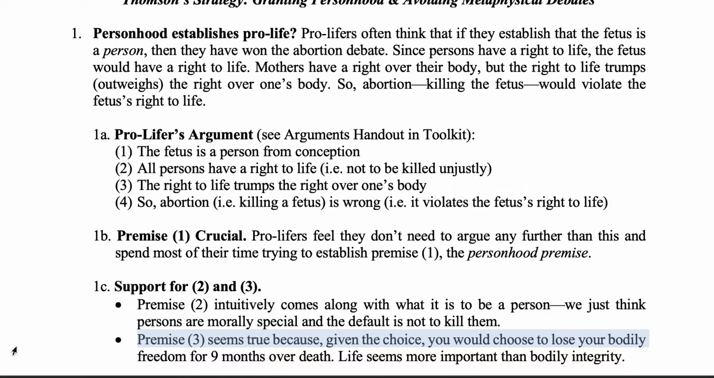And similarly with 3, like I just said, given the choice, right, you should choose to lose your bodily freedom for 9 months over killing someone, killing a fully morally valuable human, right? Just life seems more valuable than the right to your body. Again, even though the right to your body, bodily integrity, is really important and really valuable.